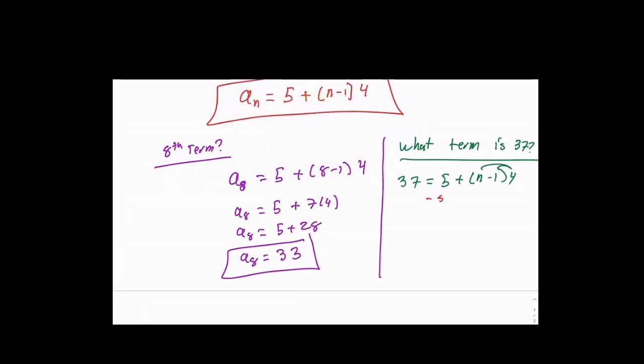So we can subtract 5. We get 32 equals n minus 1 times 4. Then we can divide by 4. We get 8 equals n minus 1. And then we can add 1 to both sides, and we get n equals 9. So the 9th term.